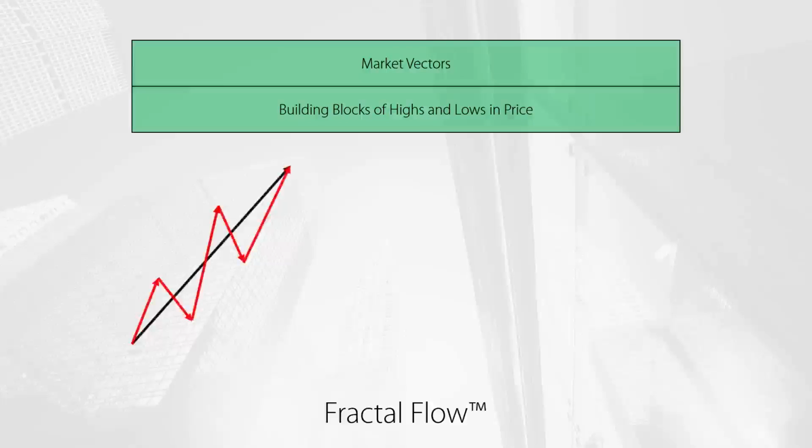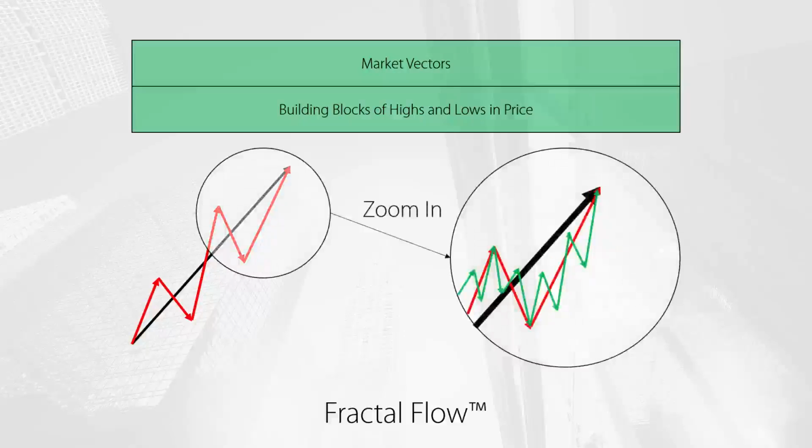Let's begin with a simple example. Imagine a simple upward market movement that we can call market vector. What you will notice is that this larger vector is formed by smaller vectors like you see in this conceptual example. These smaller vectors are also formed by even smaller vectors. This idea goes until the smallest market element, which is the tick or the smallest possible variation in price.